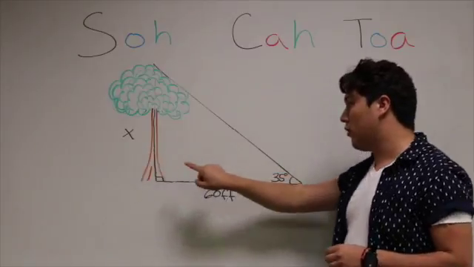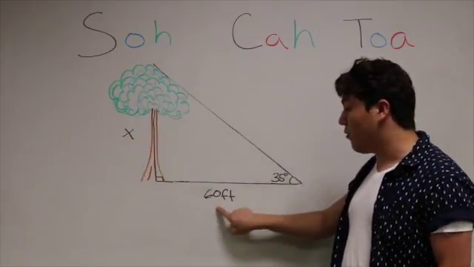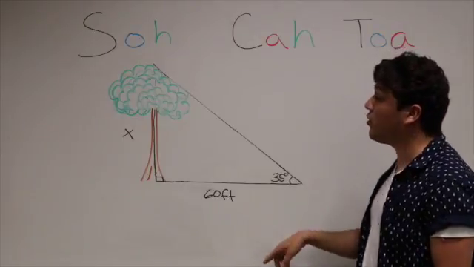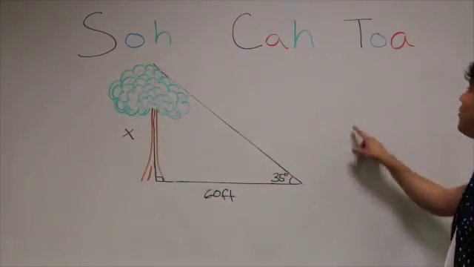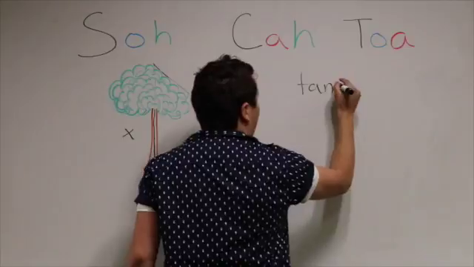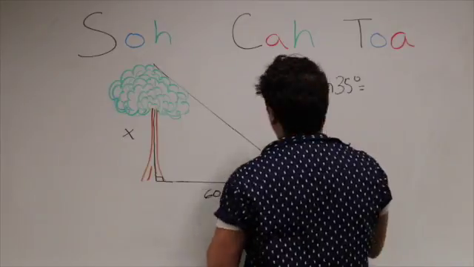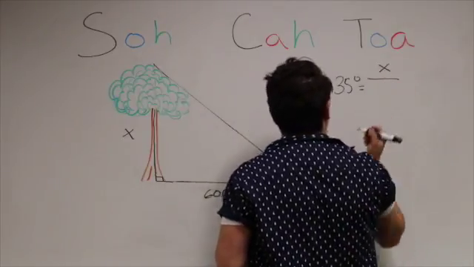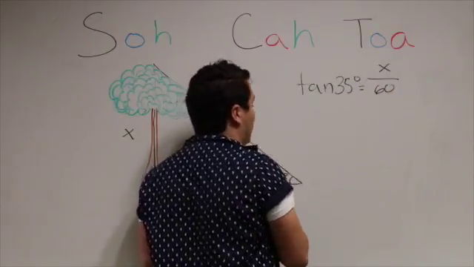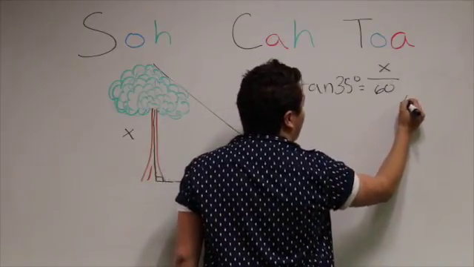Well, the height of the tree is opposite to 35 degrees. So that means it's the opposite side. And we know that I'm 60 feet away from the tree. So that makes this the adjacent side. So we're using opposite and adjacent. So we're going to use tangent. So tangent of 35 degrees is x over 60, because we have our opposite over our adjacent. Opposite over adjacent. So we're going to multiply both sides by 60.